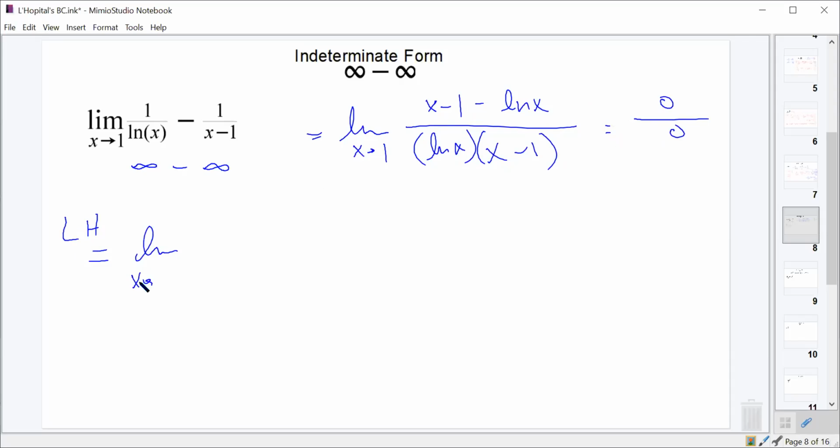And take the derivative of the numerator. What's the derivative of x minus 1 minus ln x? That'll be 1 minus 1 over x. And then in the denominator, we got natural log of x times the derivative of x minus 1. Right, so that's just 1. And then plus x minus 1 times the derivative of natural log of x, 1 over x. Good or no?